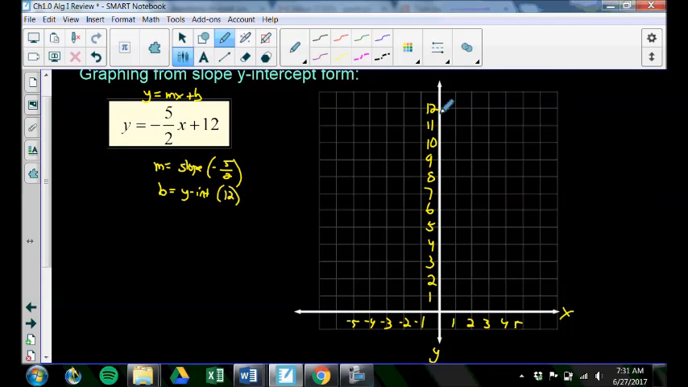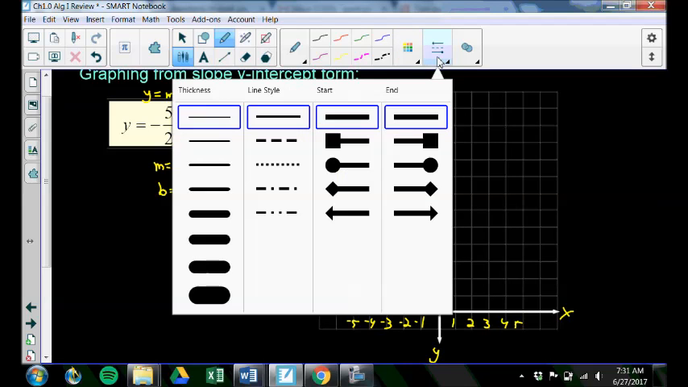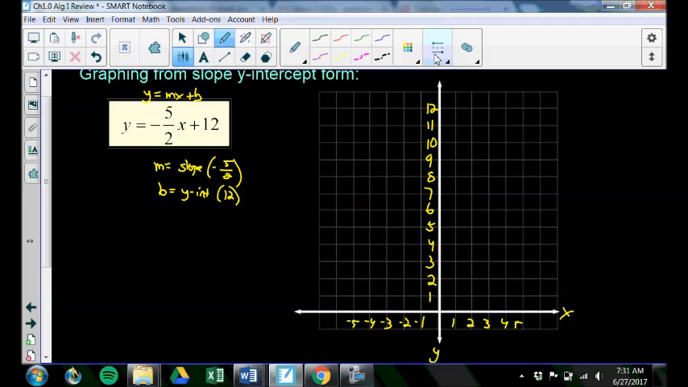Now, when I'm graphing, this is in slope-intercept form, as I said before. I want to start with the y-intercept. The y-intercept was 12, so I'm going to put a point at 0, 12. That is the y-intercept. If you're in slope-intercept form, it always comes from this number out here. Now, the slope is negative 5 over 2. This means I'm going to go down 5 and right 2.